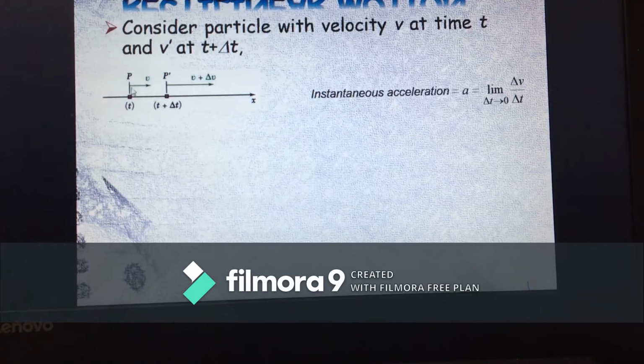So nakita natin dito, class, na itong maikli na arrow, so that indicates na ang velocity niya mabagal. Okay? Then here, mahaba yung arrow niya, that indicates that the velocity is higher.